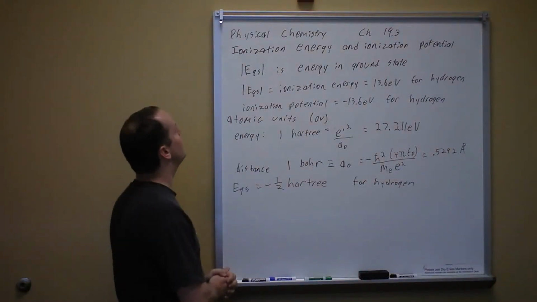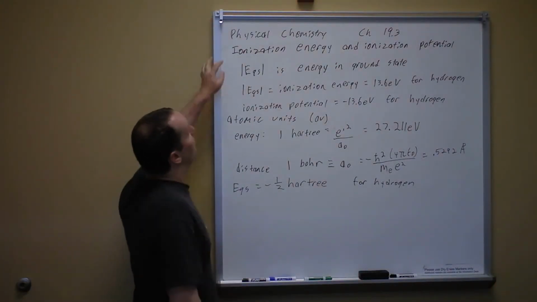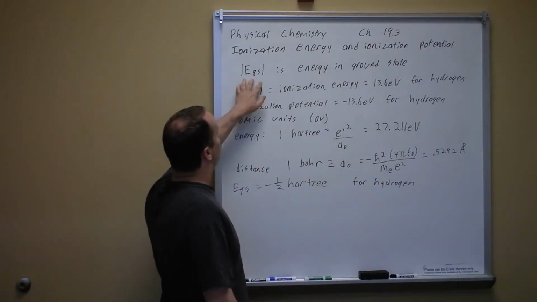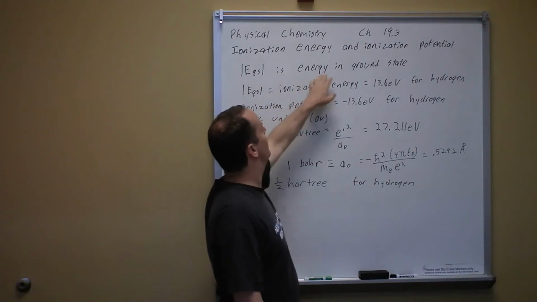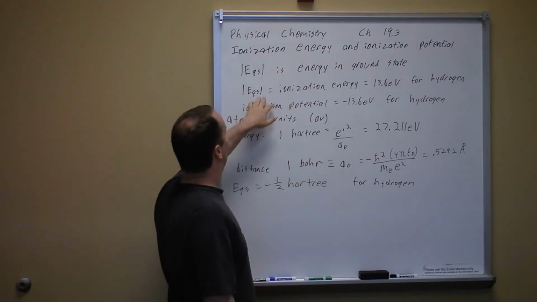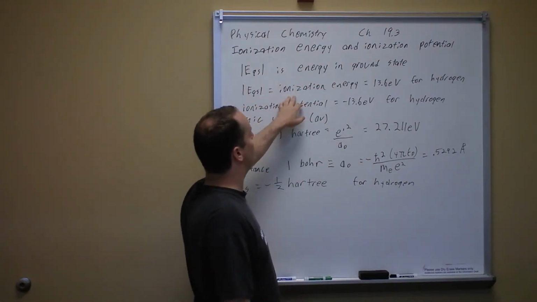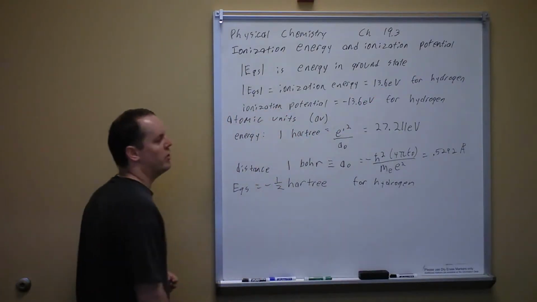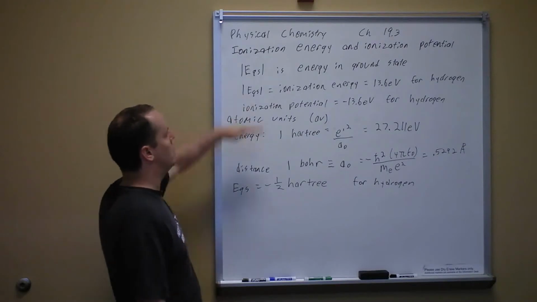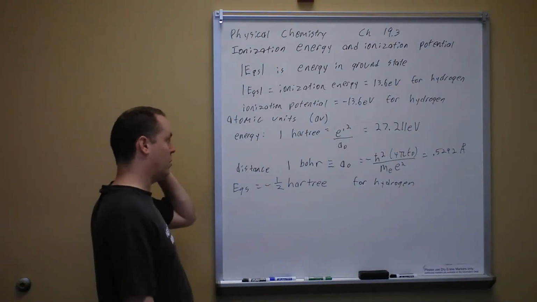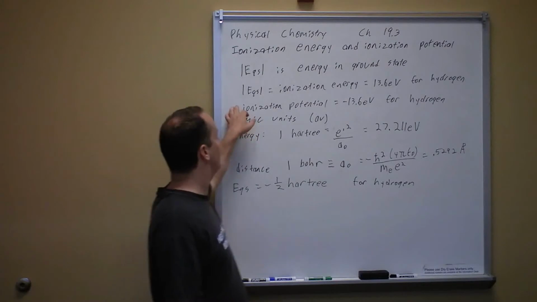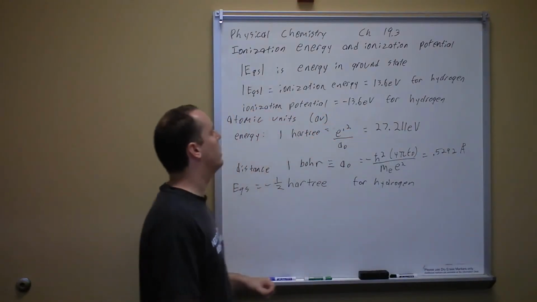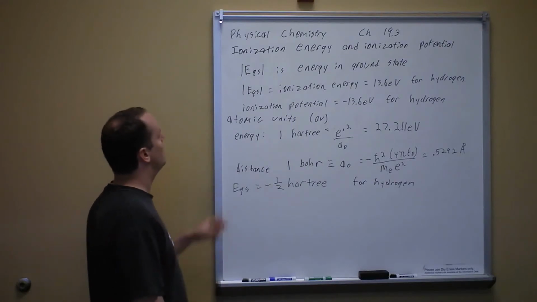Continuing on physical chemistry, chapter 19, section 3. Now let's talk about ionization energy and ionization potential. The absolute value of the energy in the ground state is the ionization energy. For hydrogen, that's 13.6 electron volts, because remember, we showed how in the n equals 1 state the electron is way down at minus 13.6 electron volts. So the ionization potential we'd say is minus 13.6 electron volts. Again, that's just for the hydrogen atom.